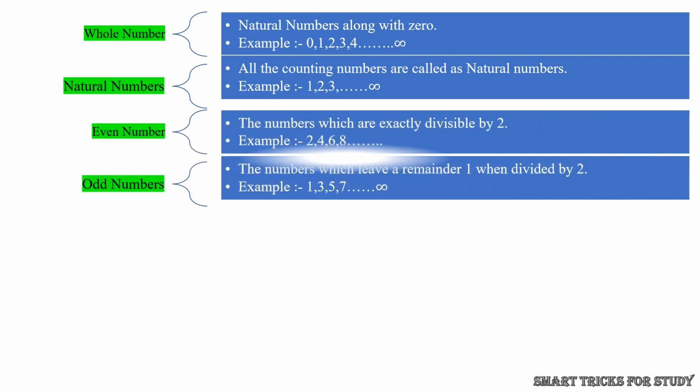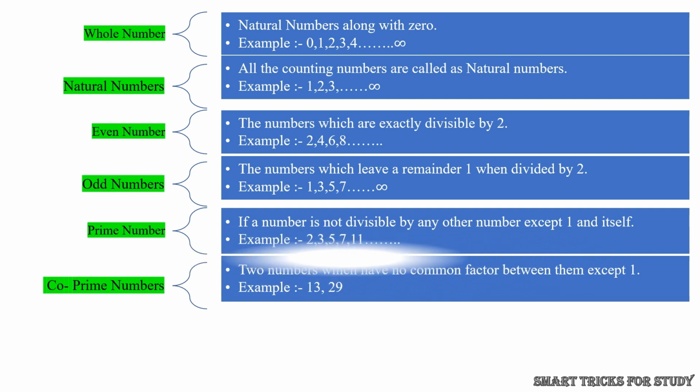Even number. The numbers which are exactly divisible by 2. Example, 2, 4, 6, 8, 10 and so on. Odd numbers. The numbers which leave a remainder 1 when divided by 2. Example, 1, 3, 5, 7, up to infinity.